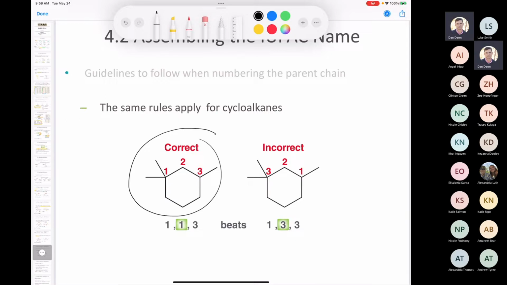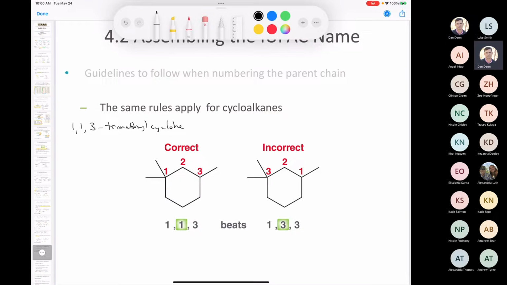(1,1,3) trimethyl. Yes, I think that's beautiful. Keanu, that looks great to me. Yeah. You've got 3 methyl groups, so we have trimethyl, and the locants or numbers would be 1, 1, 3, trimethylcyclohexane. Remember the numbers? We call these locants. Locants is what those are called. There we go. Beautiful. Perfect.